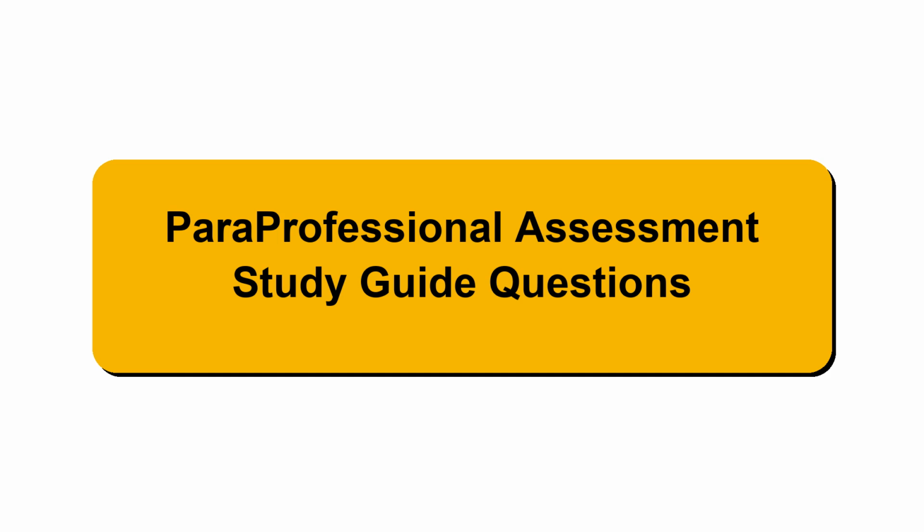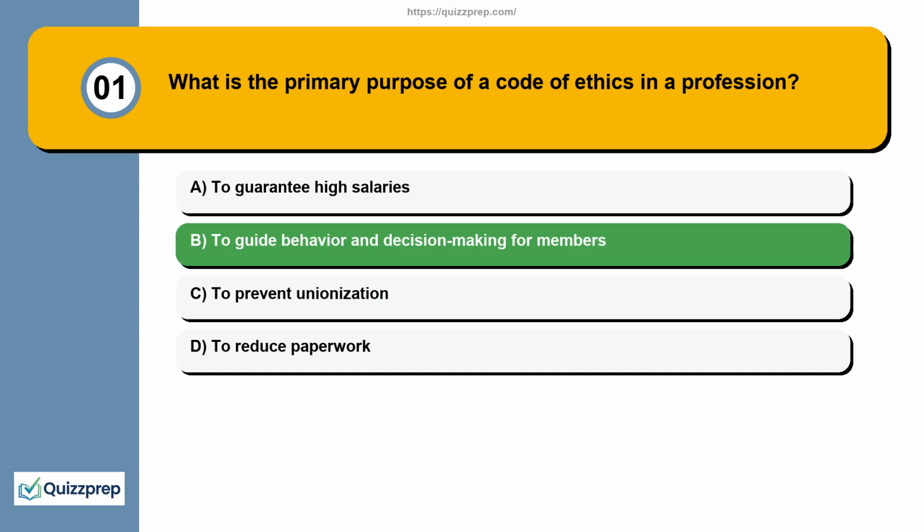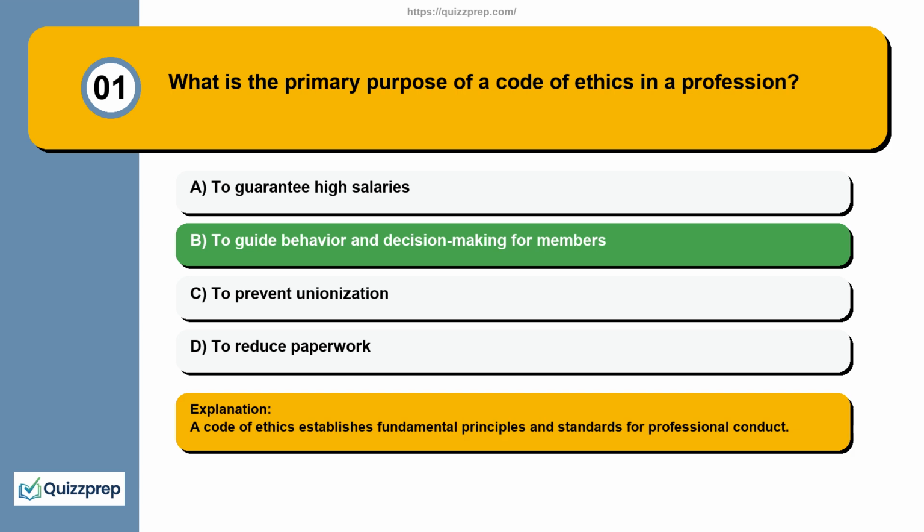Let's begin. Question 1. What is the primary purpose of a code of ethics in a profession? Here are your options. Option A. To guarantee high salaries. Option B. To guide behavior and decision making for members. Option C. To prevent unionization. Option D. To reduce paperwork. The correct answer is option B. To guide behavior and decision making for members. Explanation. A code of ethics establishes fundamental principles and standards for professional conduct.